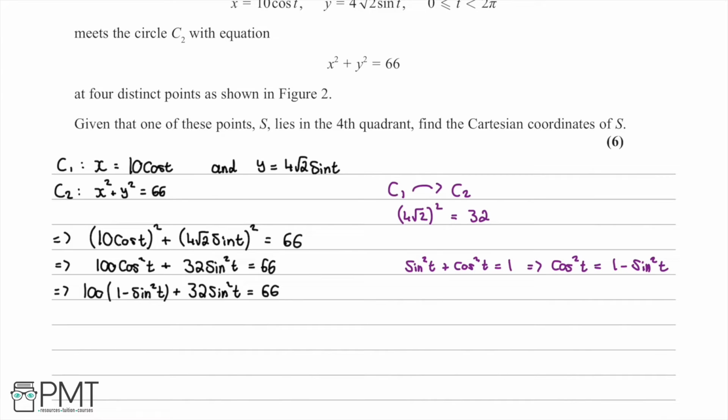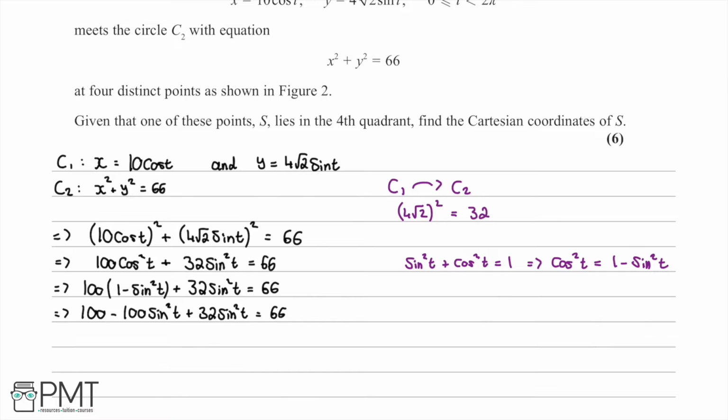So our next step will be to expand these brackets here, and that's going to leave us with 100 minus 100 sine squared t, and then we'll add 32 sine squared t, and that is still going to be equal to 66. So now we can add together our sine squared t terms and then subtract 100 from both sides. So this is going to leave us with 68 sine squared t, and that is going to be equal to 34.